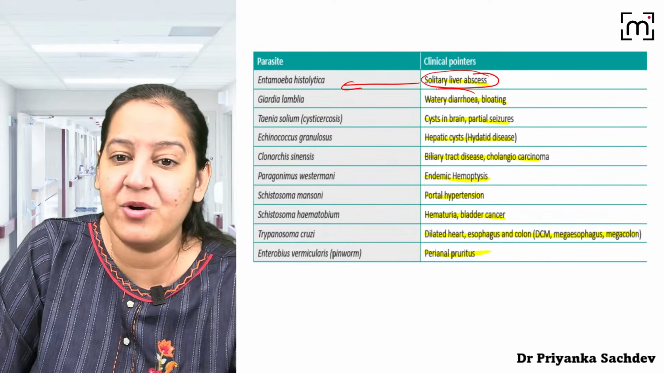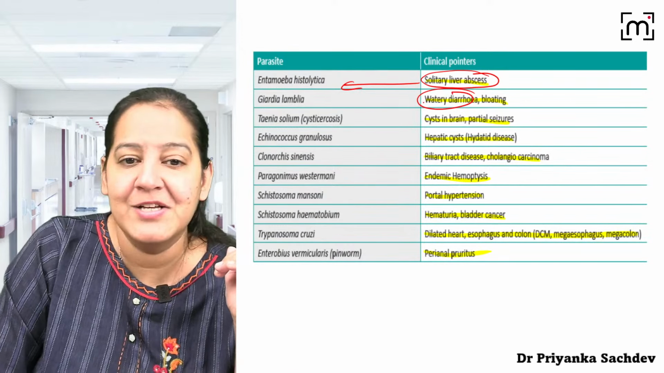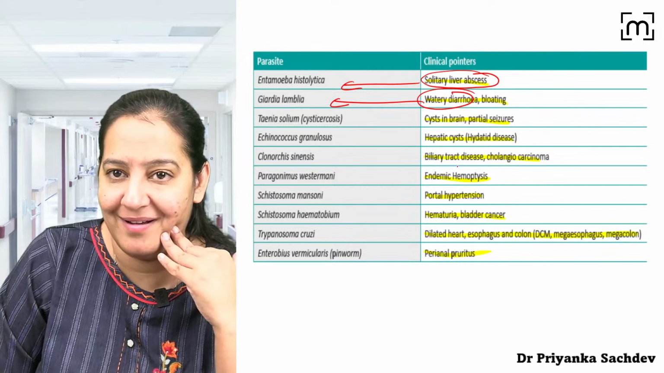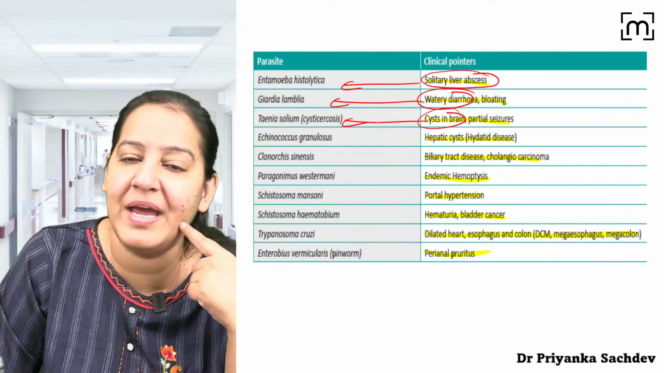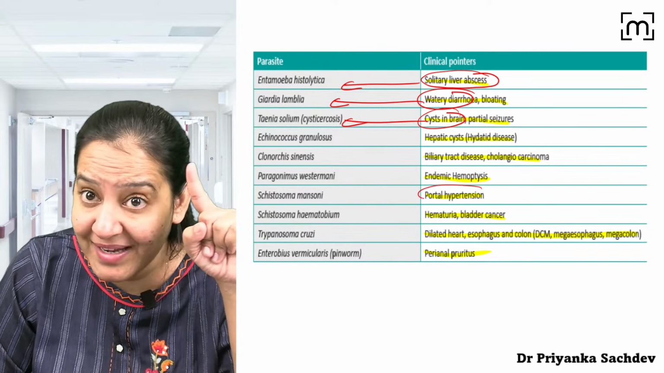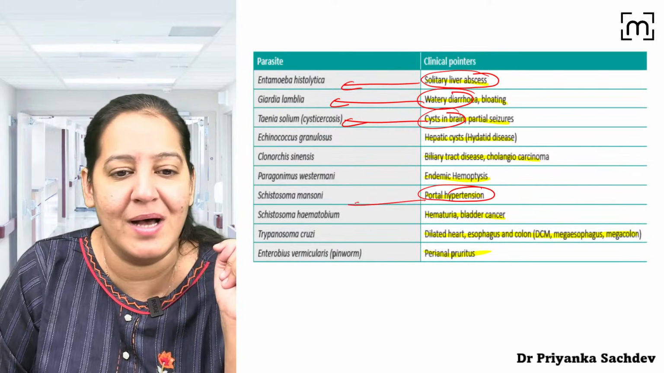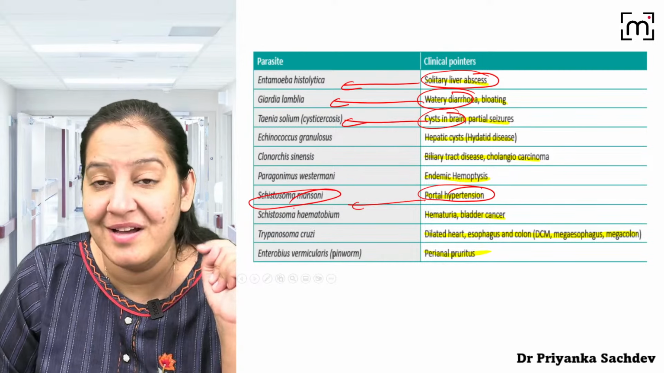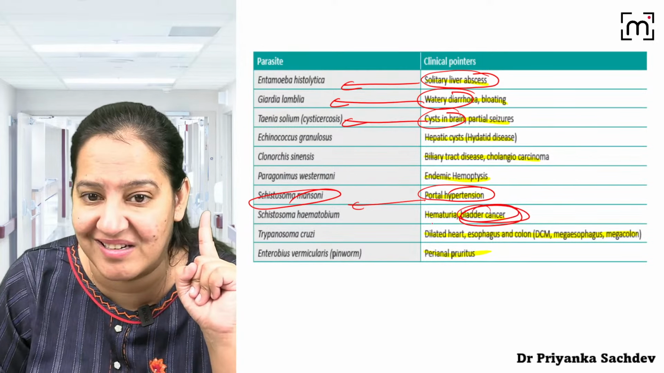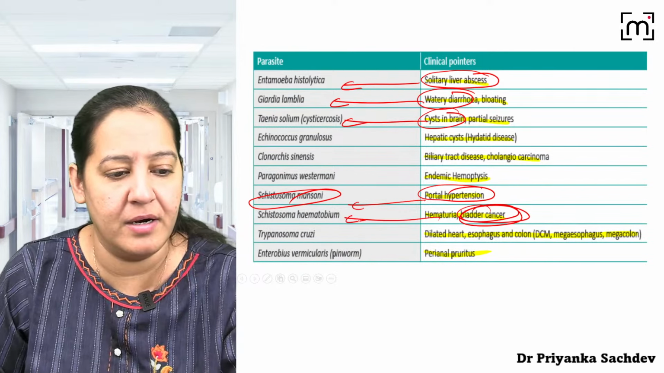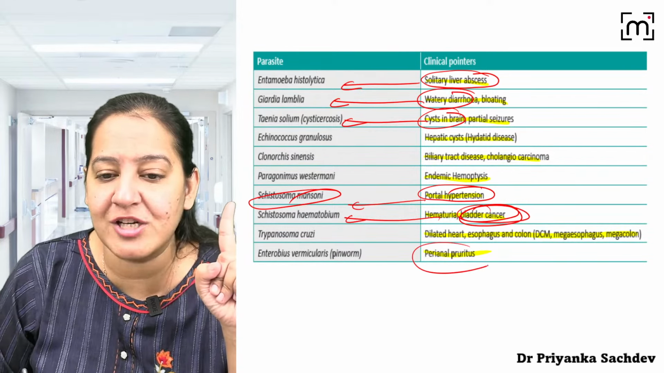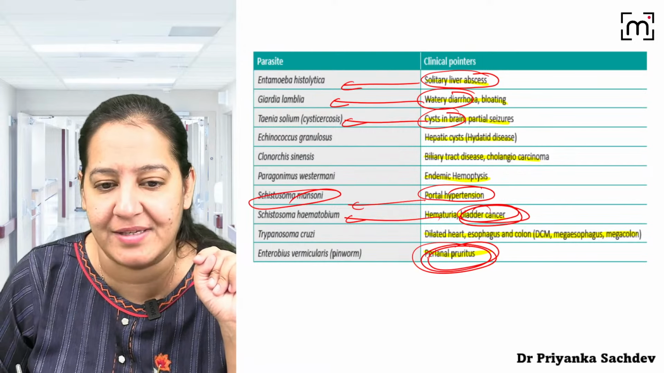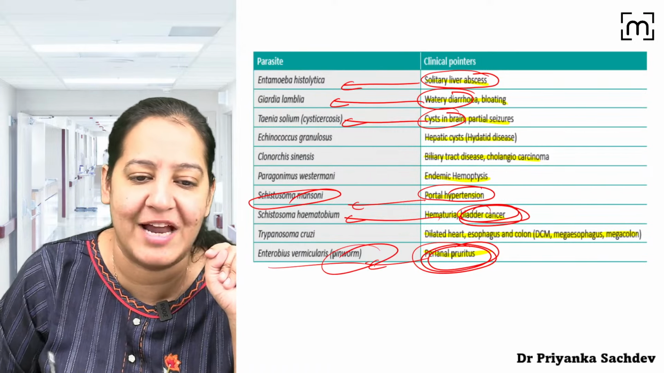If there is some parasite causing watery diarrhea and bloating, the answer is usually Giardia lamblia. If there is some cyst in the brain, it is neurocysticercosis, so the answer is going to be Taenia solium. If one parasite causes portal hypertension, the answer is going to be Schistosoma mansoni. If one parasite causes bladder cancer, the answer is going to be Schistosoma haematobium. If one parasite causes perianal itching or pruritus, the answer is going to be pinworm, that is Enterobius vermicularis.